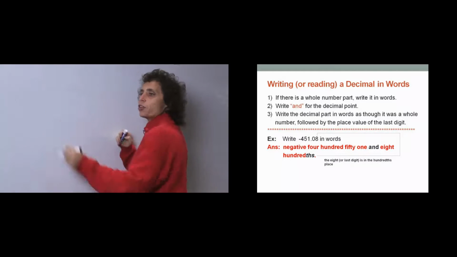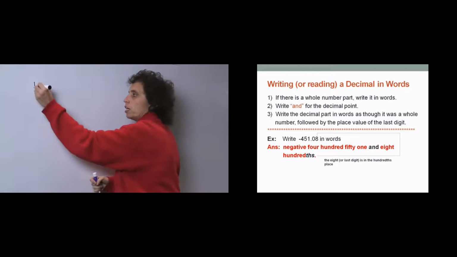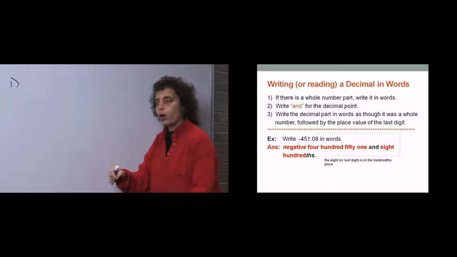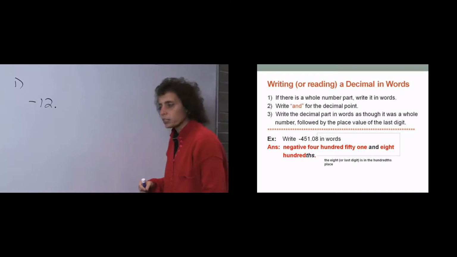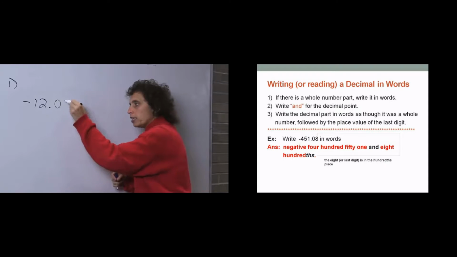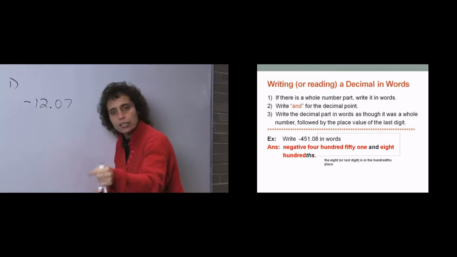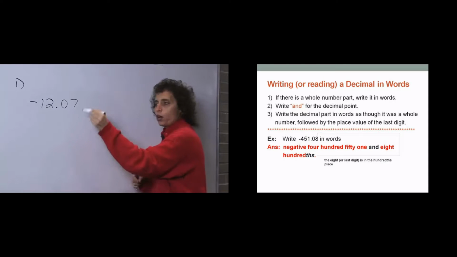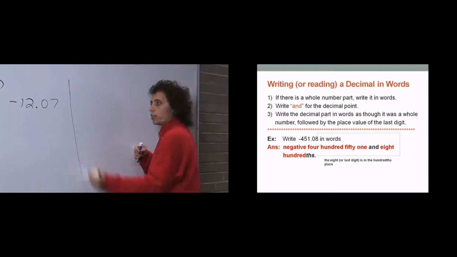All right, so the first one says negative 12 and 7/100ths. And this is in your workbook. Negative 12 and 7/100ths. Tenths, hundredths. So I have to put the 0 there because I have to have the 7 in the hundredths place. So negative 12 and 7/100ths. Okay, let's try number 2.